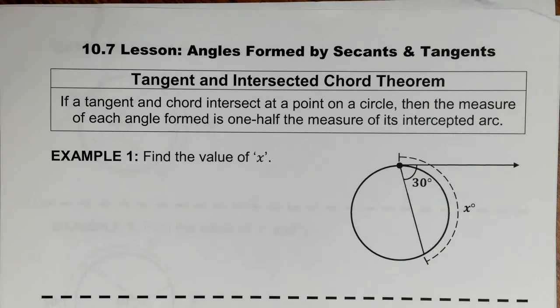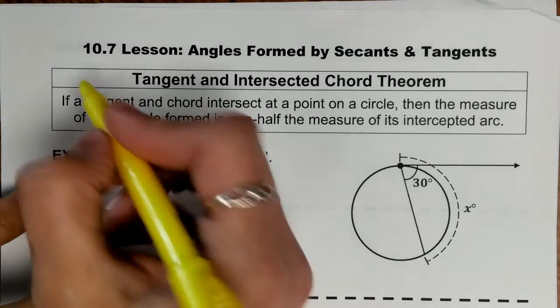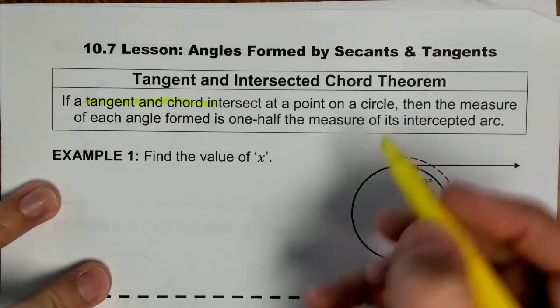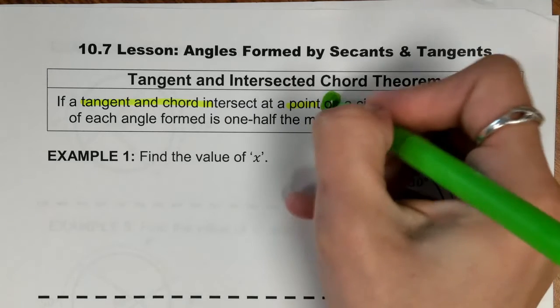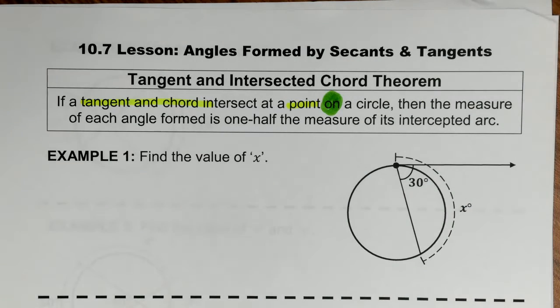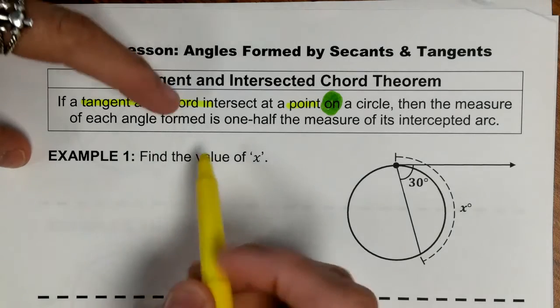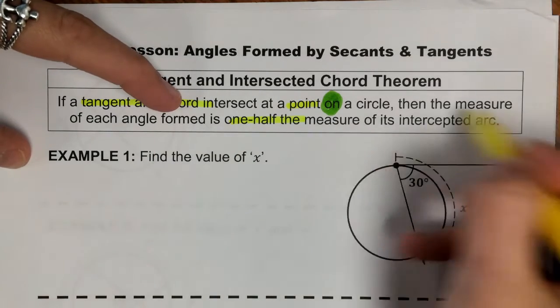The first one's going to be your tangent and intersected chord theorem. This is going to let you know that if you have a tangent and a chord and they intersect at a point, this is where you're going to see that on the circle, then the measure of each angle formed is half the measure of the arc.